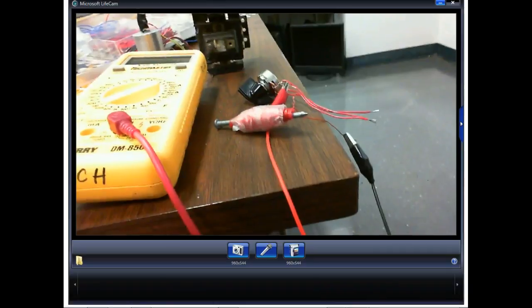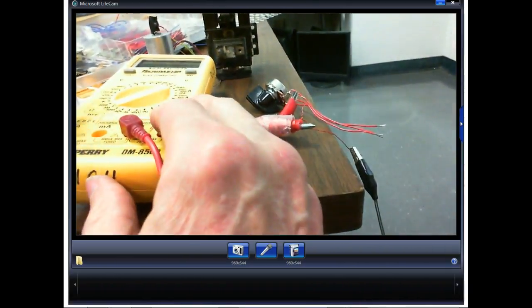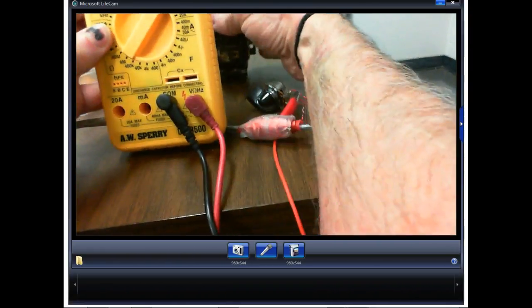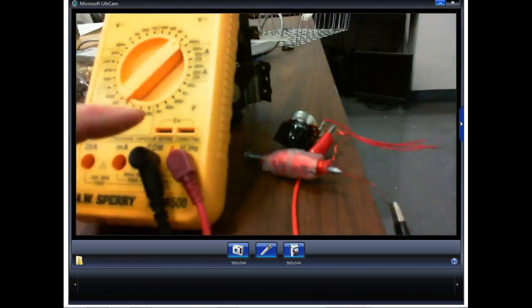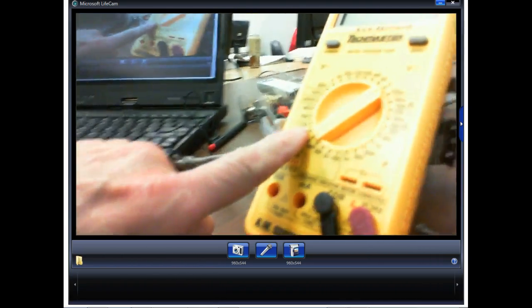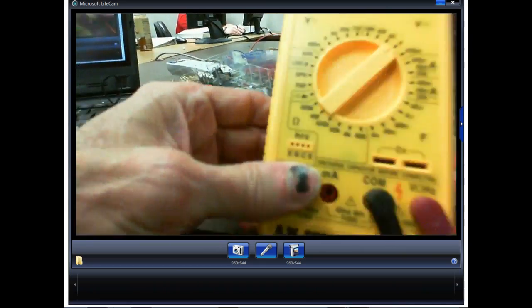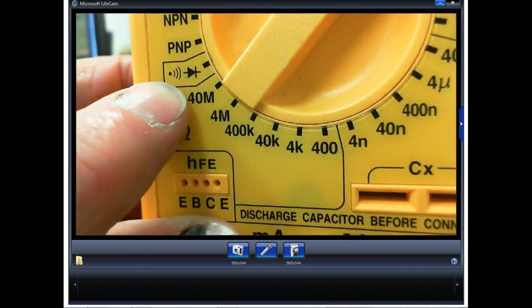But what they do on your meter is the scale that you use to check these things is going to have the little symbol of a diode on it. So you really got to honor polarities on this thing. So here's my diode scale, right here. Can you see it? So it's got the little symbol of a diode. And then it's also your continuity check.